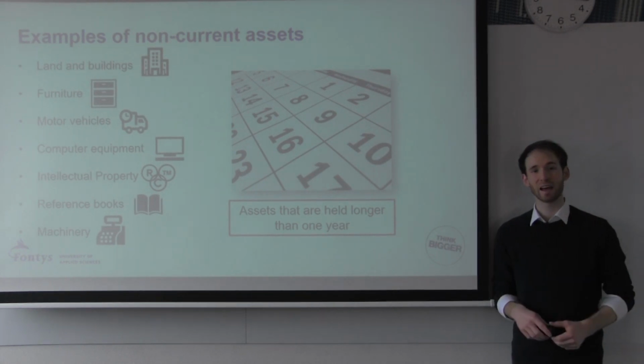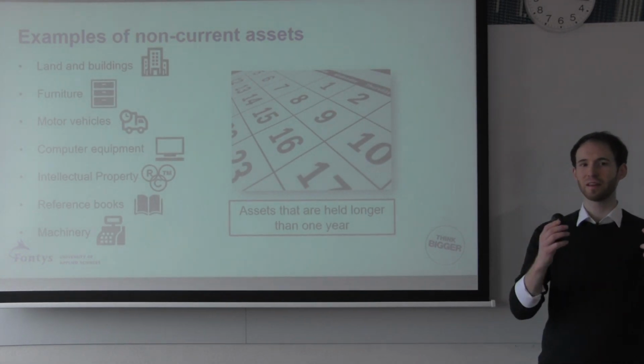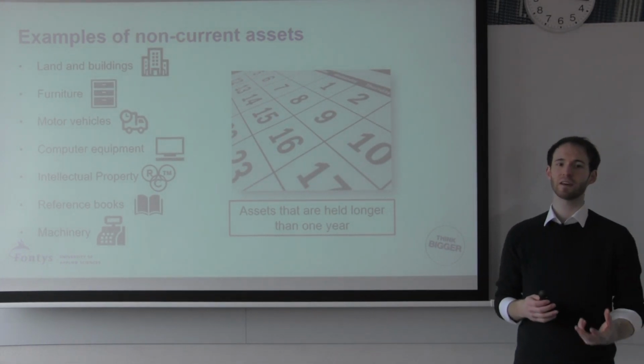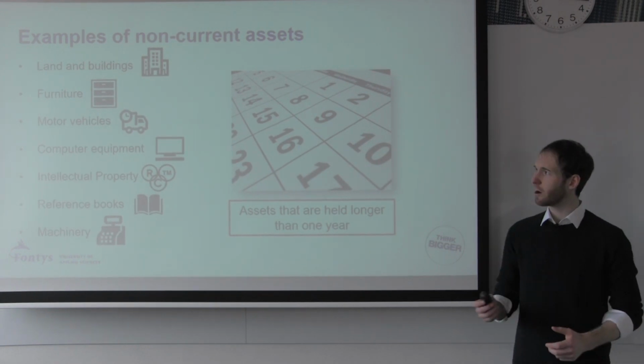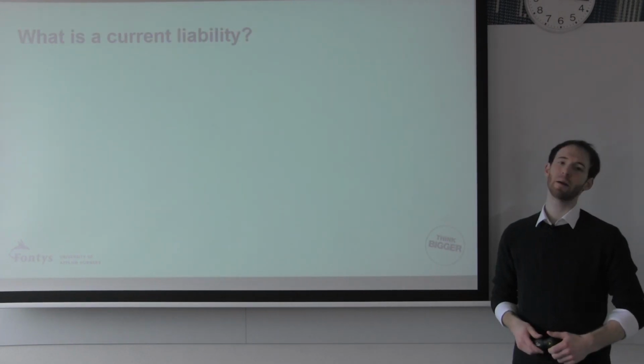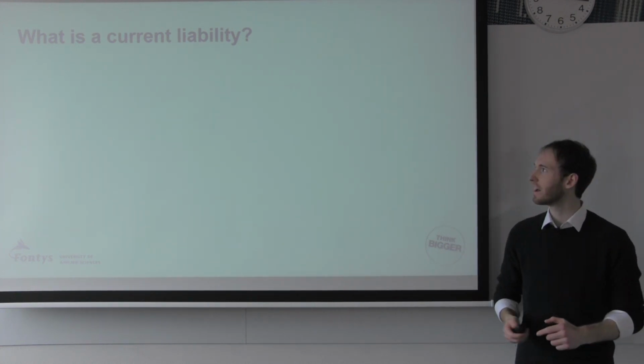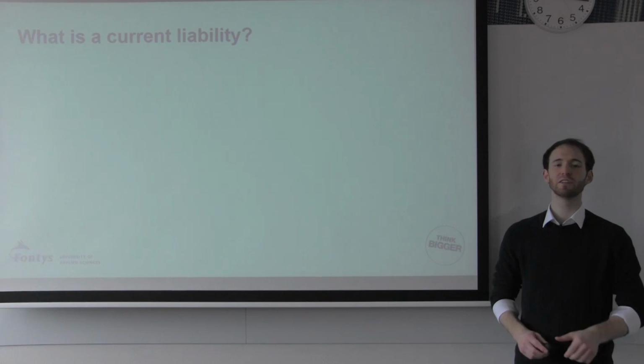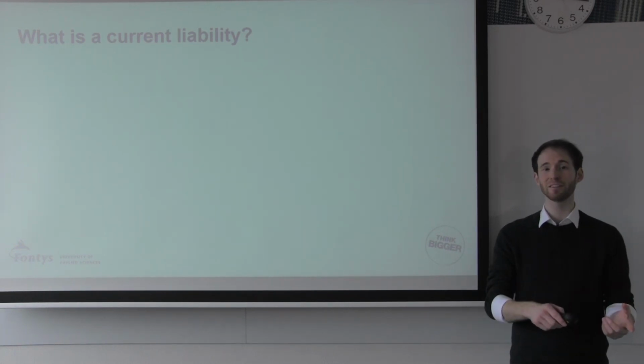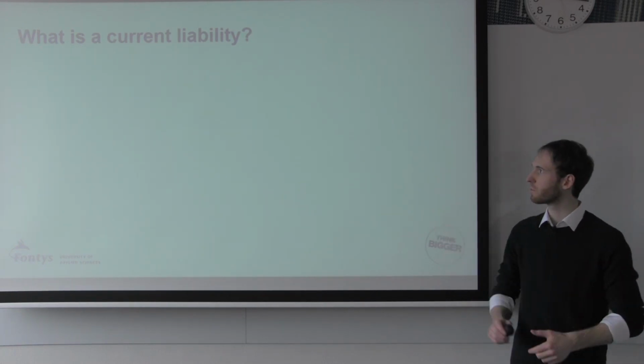So now we're finished with the assets. So we know assets are all the resources a company owns, either for the short or the long term. And now what we have to do is look at what liabilities are, because they're basically the opposite of an asset. You could say it like that. Let's start with current liabilities first. We said we had current liabilities and non-current liabilities. Let's start with current ones.